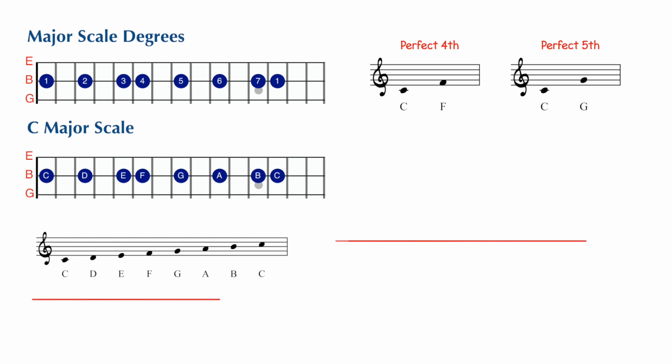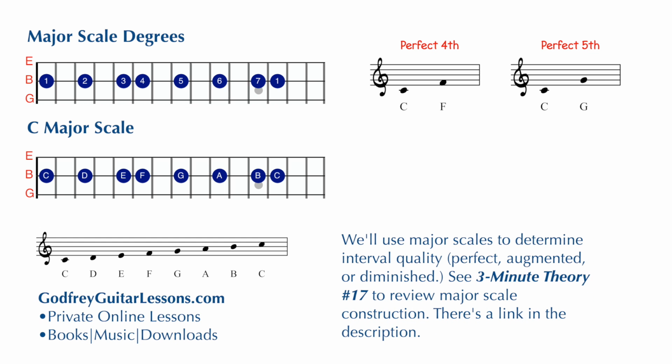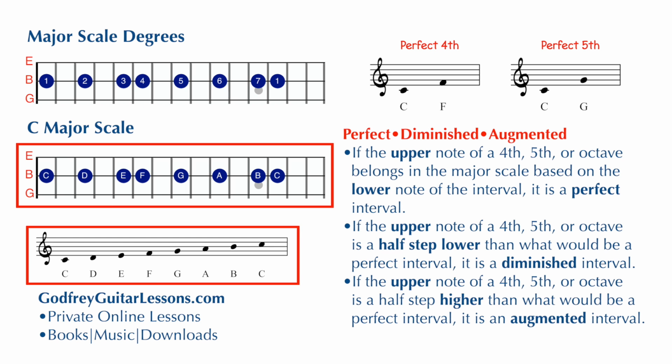If you know how to construct a major scale, you can figure out if a fourth, fifth, or octave is perfect, augmented, or diminished. Here's a C major scale mapped out on the second string. F is a fourth above C, G is a fifth above C, and the next higher C is an octave above the original C. These intervals are perfect intervals. The upper note of each interval belongs in the major scale based on the lower note of the interval, and that scale being, in this case, C major. And we're going to get back to this concept in just a minute.